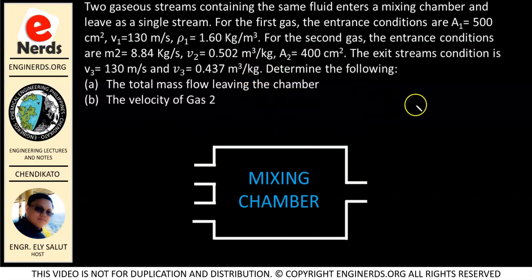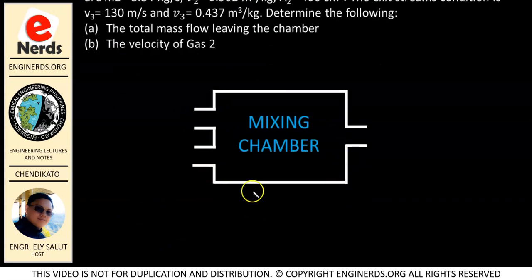And then we need to determine the following. So first, we need to find the total mass flow leaving the chamber. So yung mass flow rate natin dito sa ating third stream. And we also need to get the velocity of gas 2. Okay? So, para hindi tayo malito, gamitin muna natin itong ating illustration.